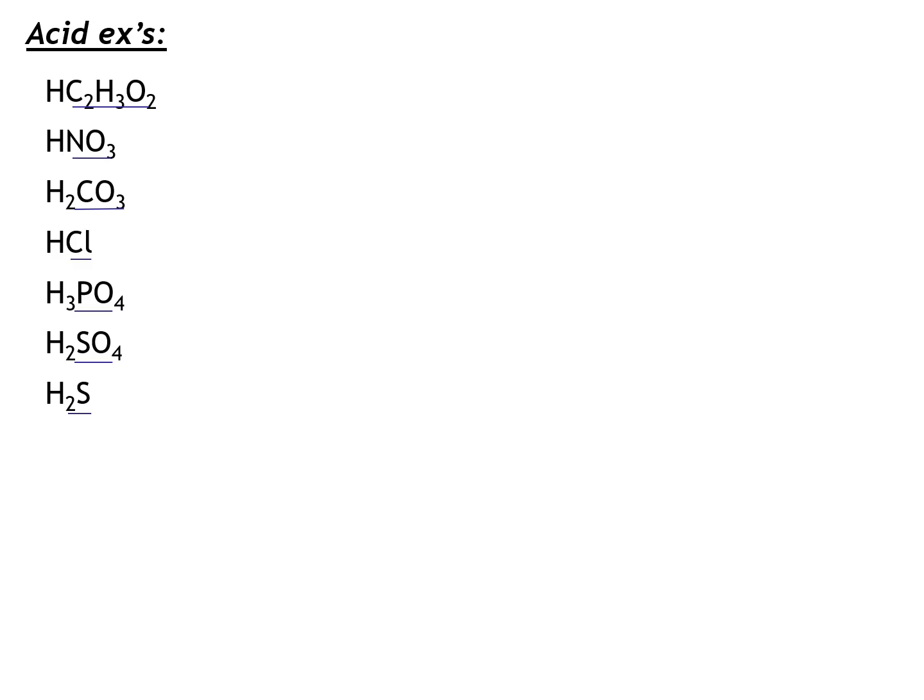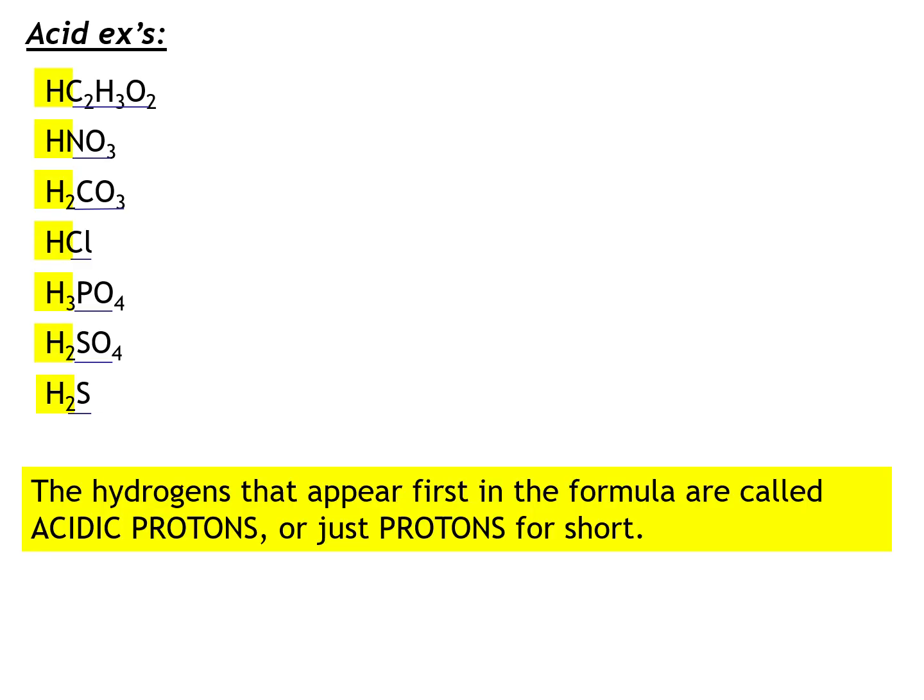So here are some examples of a whole bunch of different acids. We can see that they all have a hydrogen in the front, even this first one where it has these extra hydrogens in the middle. This hydrogen in the front, the reason why it's positioned there is because it's the one that's going to act like an acid. So these hydrogens that we have off in this first one, they don't participate. They're just part of the anions. So the hydrogens that appear first in the formula are called acidic protons or just protons. Sometimes I call them acidic hydrogens.